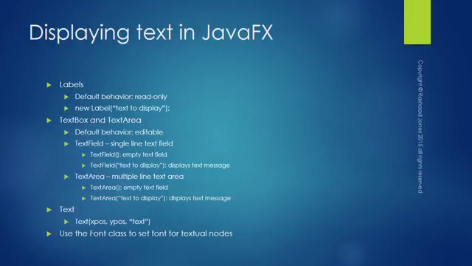Text field and text area are similar. A text field is a single line of text. A text area is a multiple line area of text. They both are editable. That's their default behavior, and they both have empty or no-arg constructors, where it will just show a text field that's empty. You can also call a constructor that has text in it, and that will display the text message.